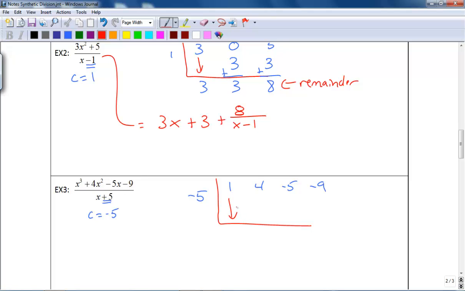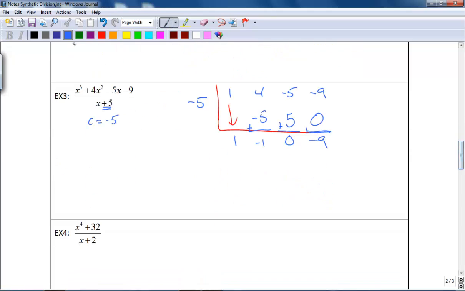Bring down that first term. Negative 5 times 1 is a negative 5. Write the product, next column over. Add down. 4 plus a negative 5, negative 1. Negative 5 times a negative 1 is a positive 5. Write that product, next column over. Add down. Negative 5 plus a positive 5, 0. Negative 5 times 0, 0. Write that in the next column over. Add down. Negative 9 plus 0, negative 9.